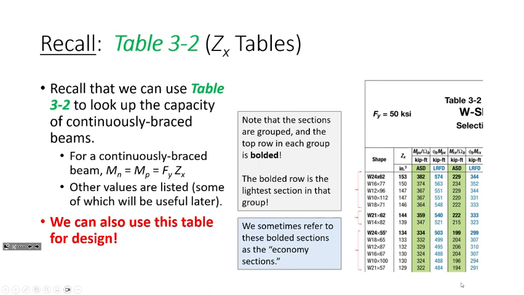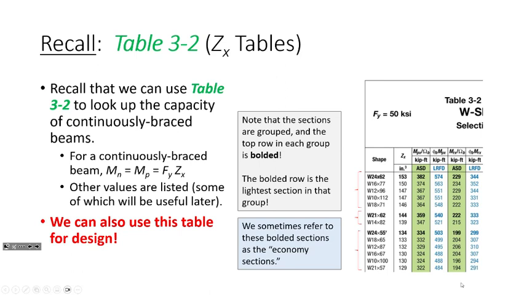In fact, we have a name for those. We call those the economy sections. If you ever hear me refer to economy shapes or economy sections, I'm referring to the bold rows in Table 3.2, because those are the most efficient from a Zx standpoint.